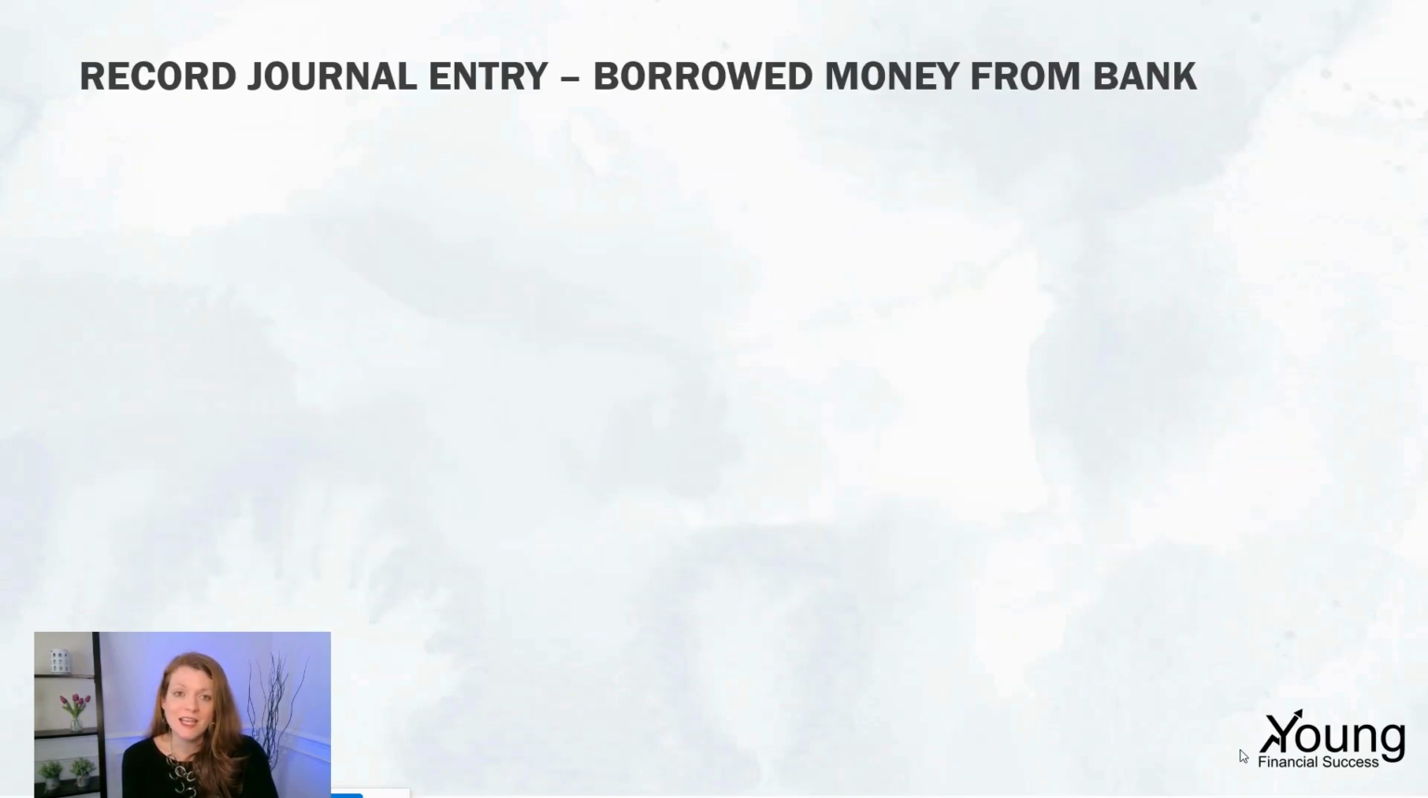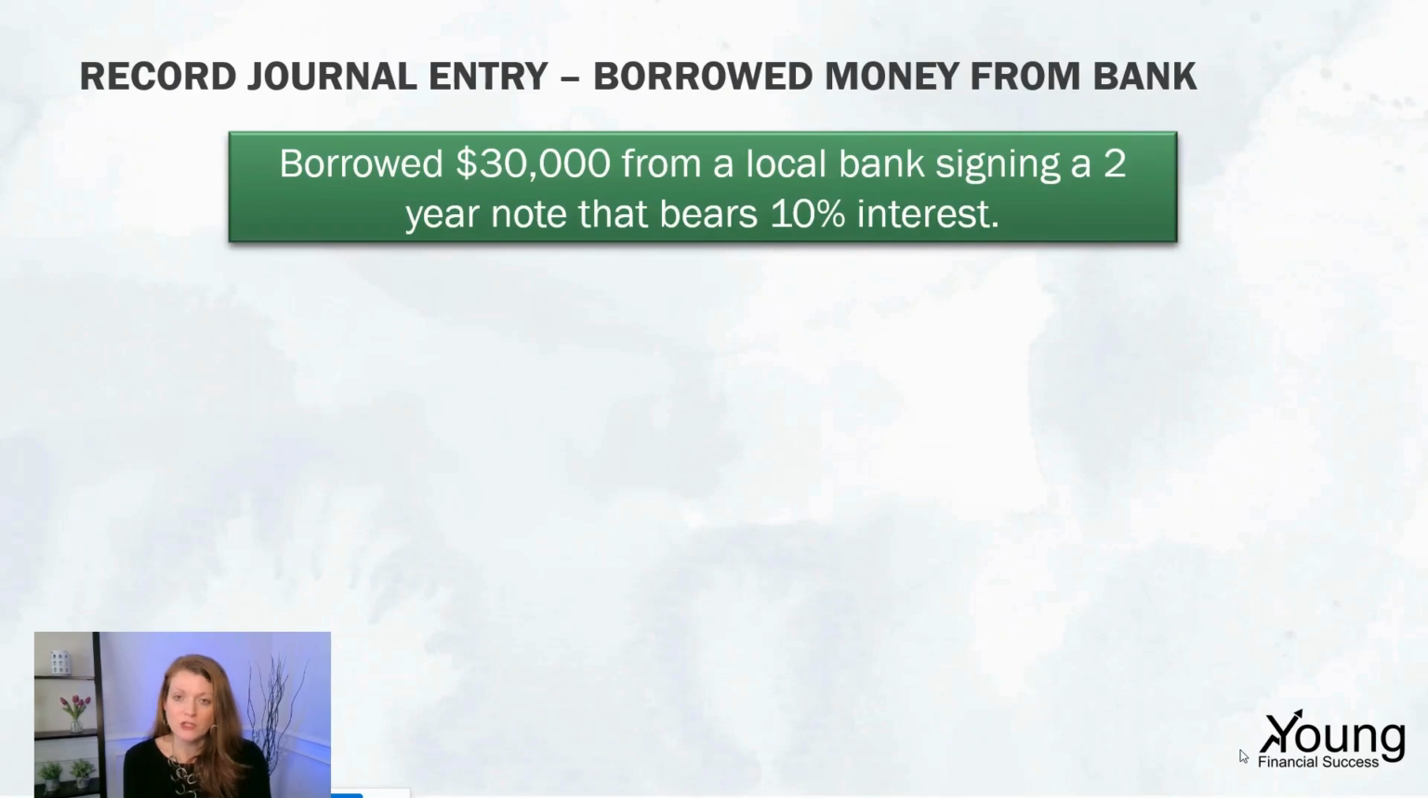All right, the next one, we're borrowing money from the bank. So we borrowed $30,000 from a local bank, signing a 2-year note that bears 10% interest. So that means they're going to be paying this $30,000 back. It looks like at the end of the 2 years. And the 10% interest, anytime you see interest, it is annual. So they'll be paying 10% in the first year and 10% in the second year.